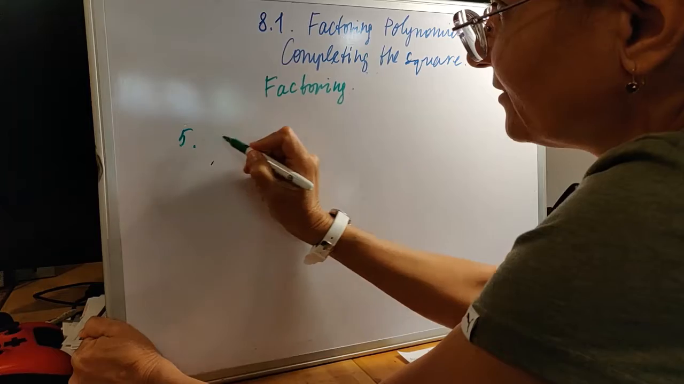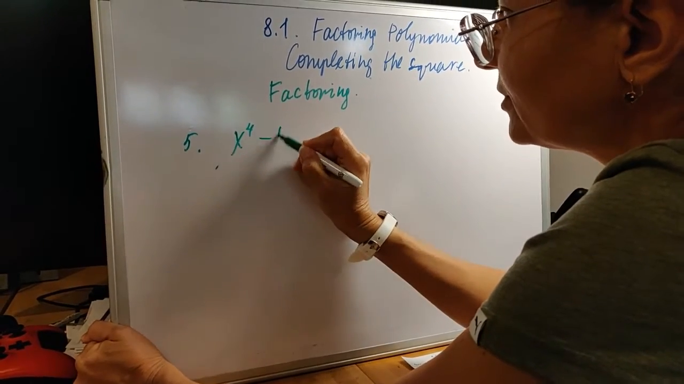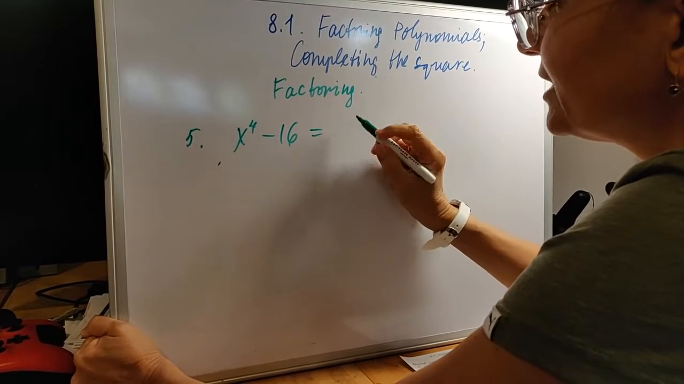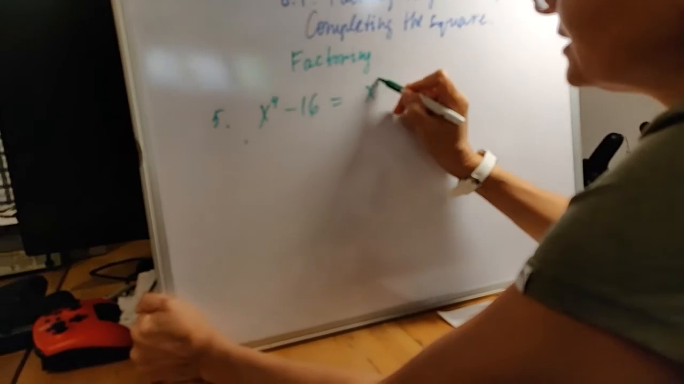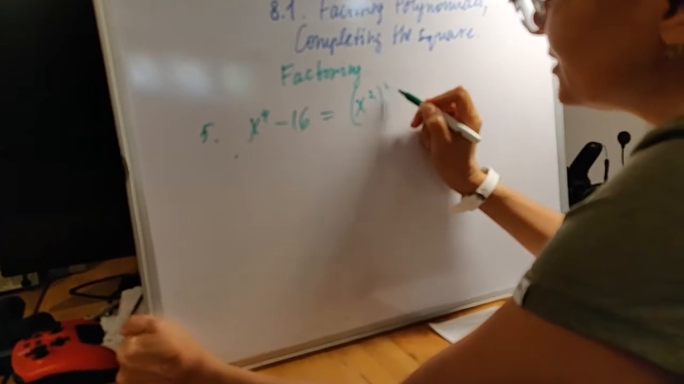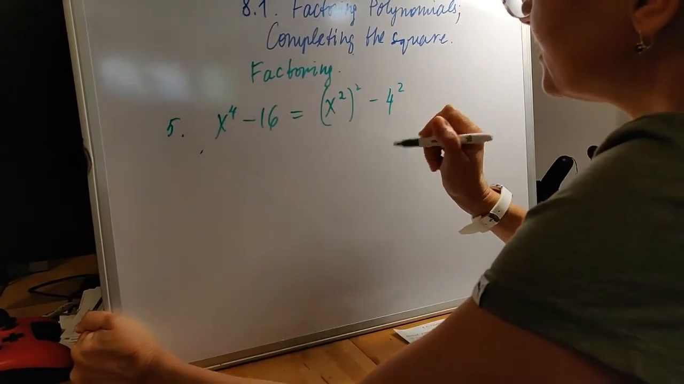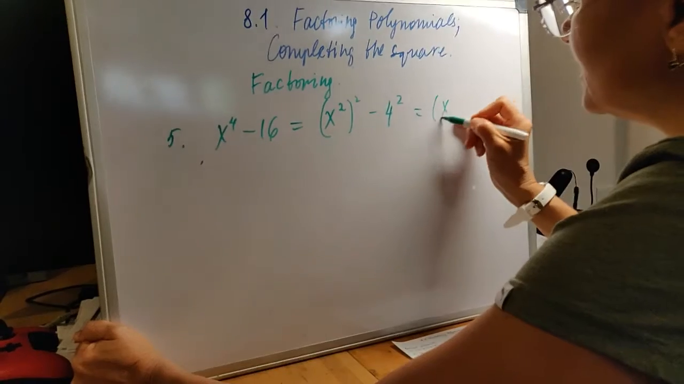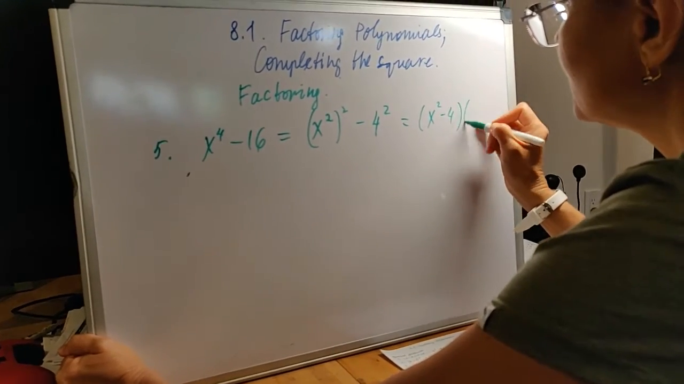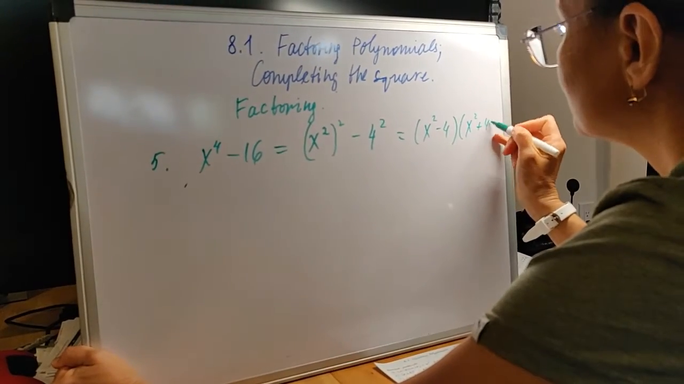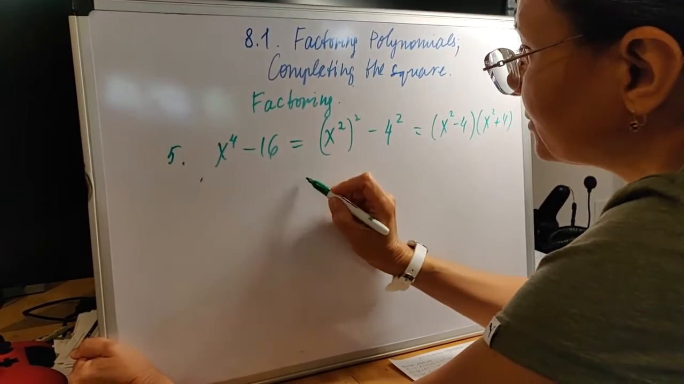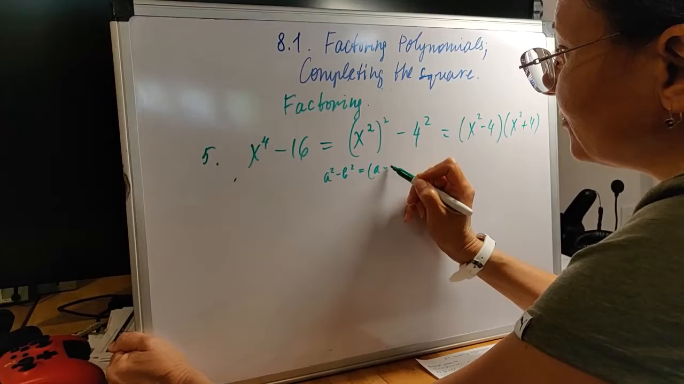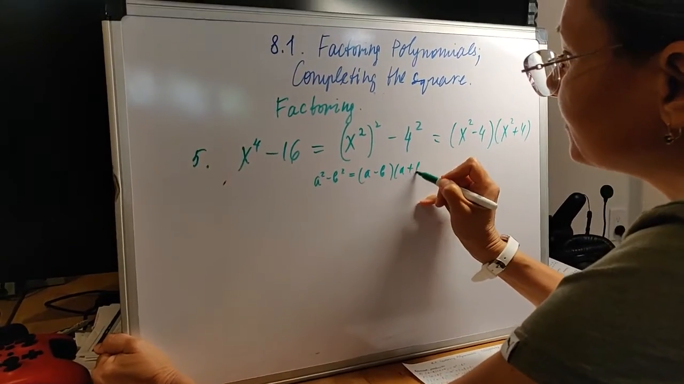Example number 5, x to the power of 4 minus 16. If you look at this one, you're going to recognize formula number 1. There is x squared minus 4 squared. Remember, formula number 1 is factoring this one into x squared minus 4, x squared plus 4. Let me remind you, formula number 1 was looking like this. A squared minus b squared equals a minus b, a plus b.